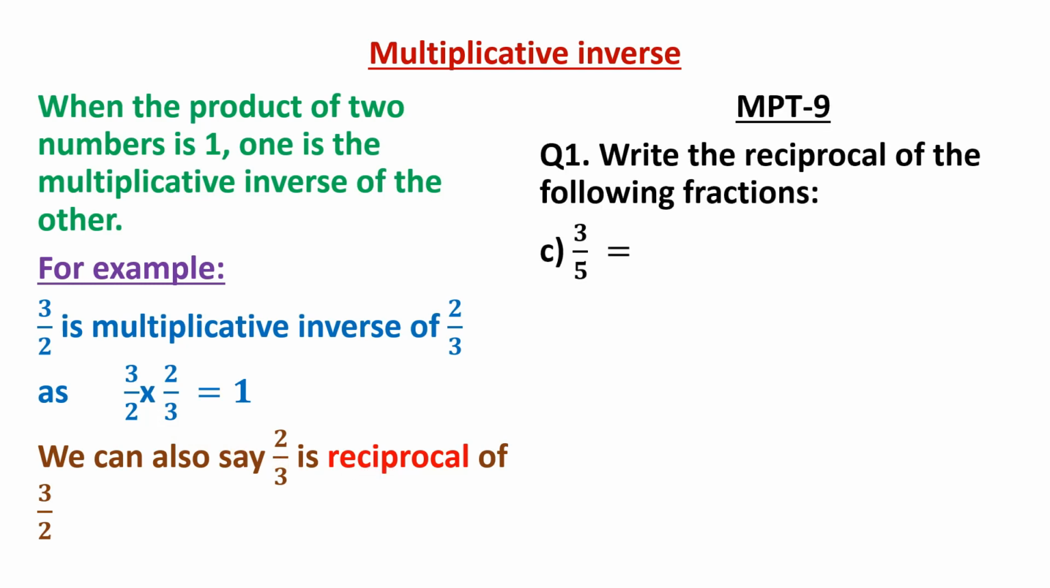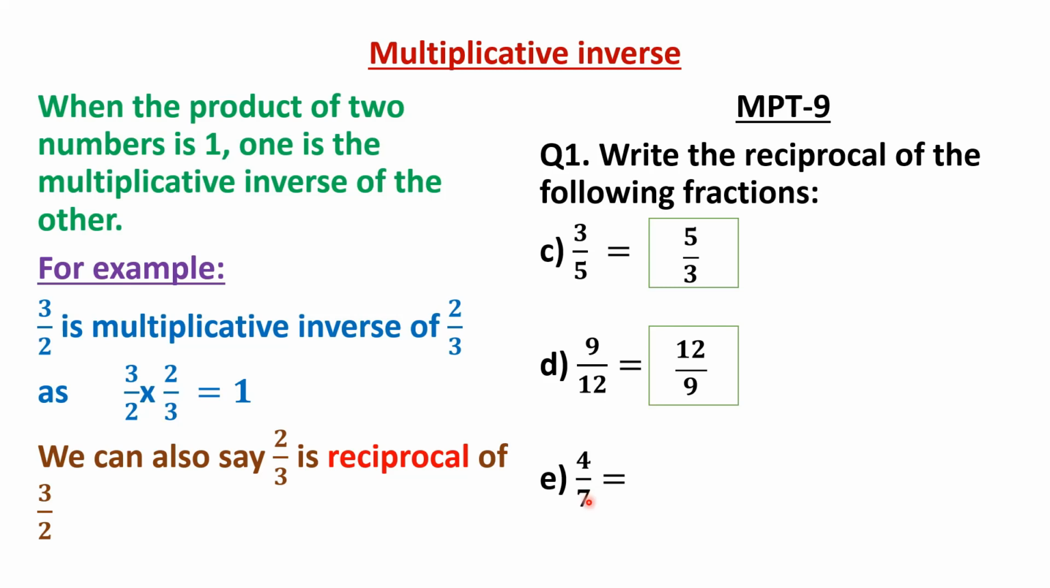Alright, next you can see here, children. Write the reciprocal of the following fractions. The question is taken from My Practice Time 9, question number C. 3 by 5 is the fraction. As I said, we just have to invert the fraction to get the reciprocal. So the answer is 5 by 3. Next is 9 by 12, and the reciprocal is 12 by 9. 4 by 7 is the fraction here, and the reciprocal of 4 by 7 is 7 by 4.